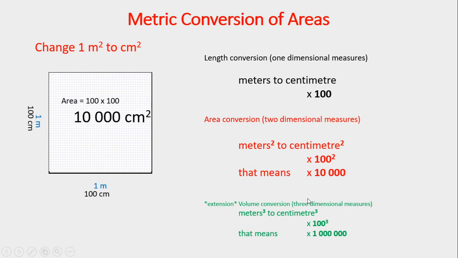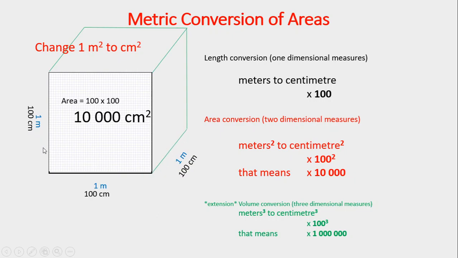It might be interesting to see that volume is a three-dimensional unit of measure. So to convert meters cubed to centimeters cubed, you'll think meters to centimeters I times by 100, but meters cubed to centimeter cubed, for a three-dimensional measure, we're going to multiply by 100 cubed. That's multiplying by 100 3 times. I need to multiply this length by 100, I need to multiply this width by 100, and I also need to multiply this depth by 100.